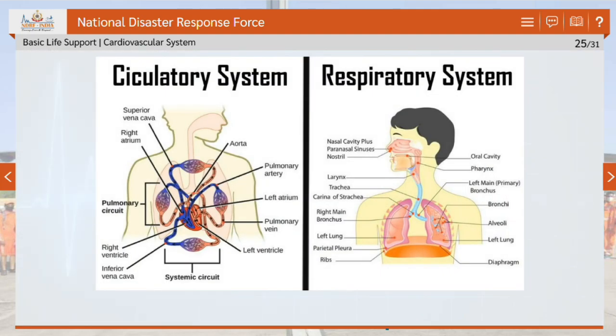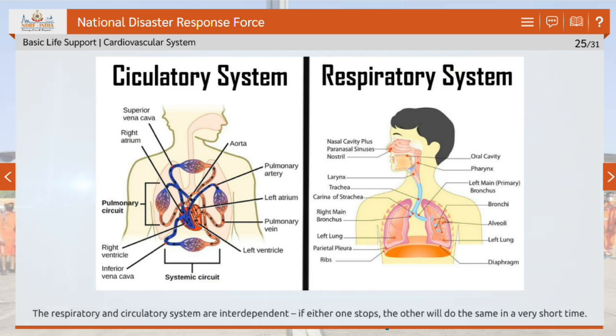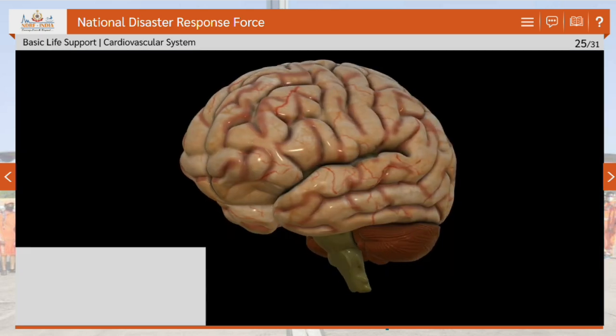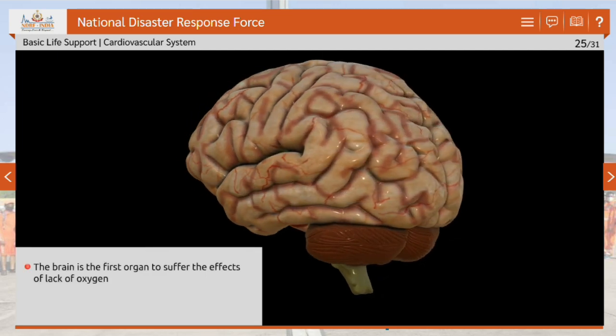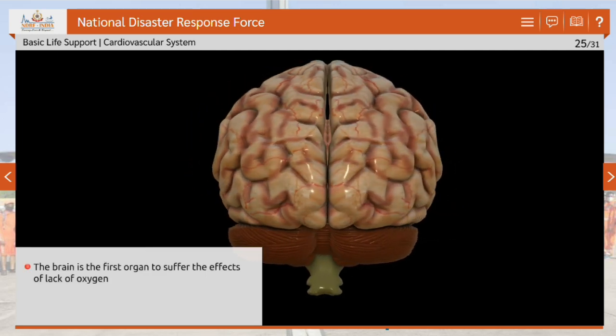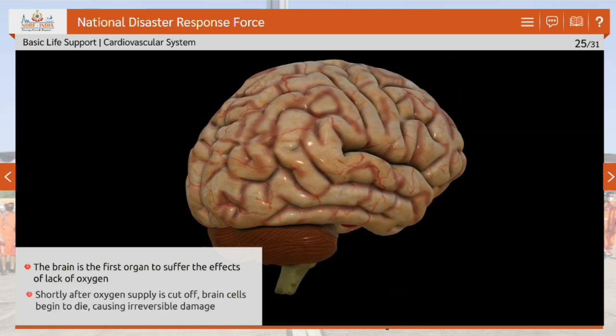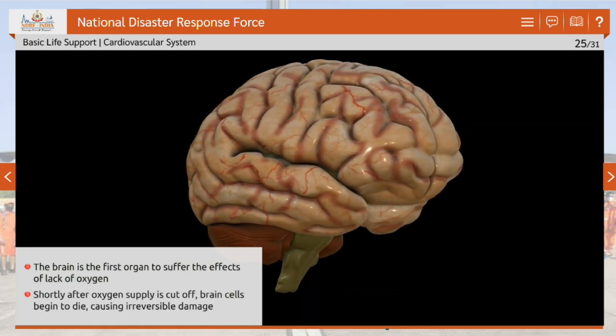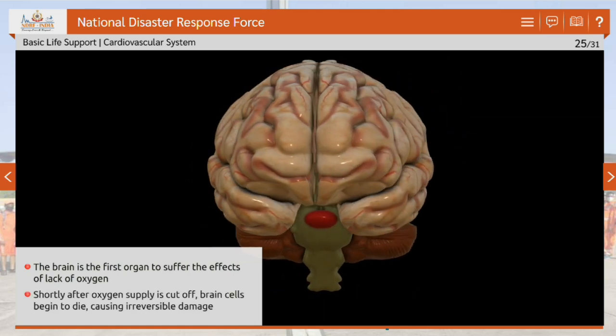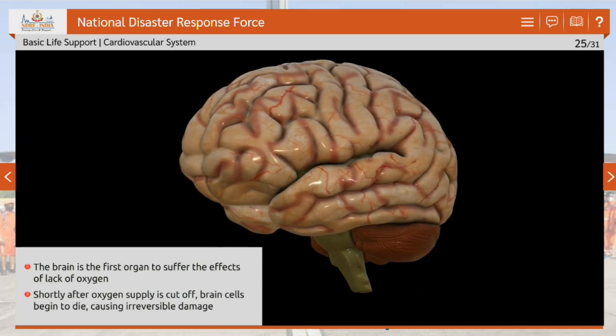Let us learn about clinical and biological death. The respiratory and circulatory systems are interdependent. If either one stops, the other will do the same in a very short time. The brain is the first organ to suffer the effects of lack of oxygen. Shortly after oxygen supply is cut off, brain cells begin to die, causing irreversible damage.